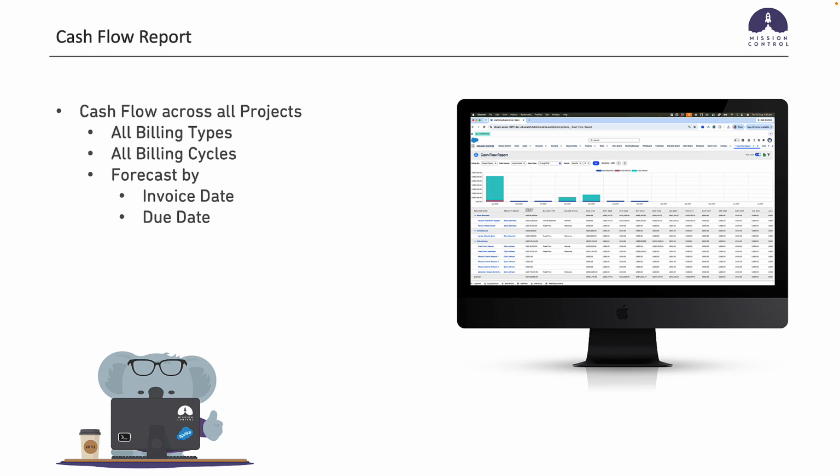So the cash flow report. This is going to be really valuable to anyone that's using any of our billing event functionality. It's pretty much impossible to go to a Salesforce report and get all of this information in one place, because it's pulled from so many different places based on the billing type and the billing cycle that you're using. So this will give you insight into your predicted cash flow, so the money coming into the business from the billing events that you're raising.